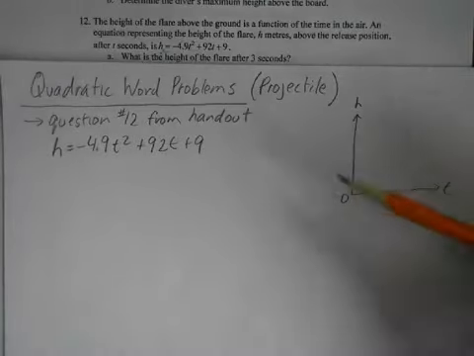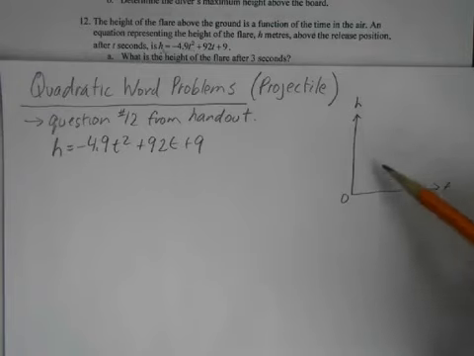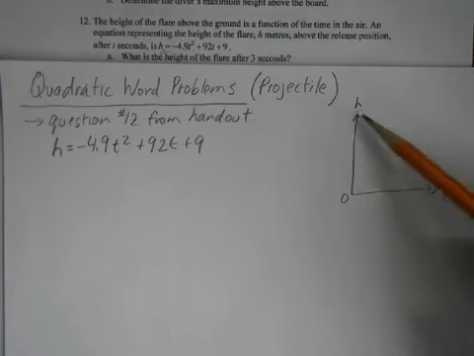It's always really advantageous to draw a little sketch of what's going on. So in this case, you've got your t-axis for time. That's always going to be along the bottom. Your height along the side, because that's vertical.